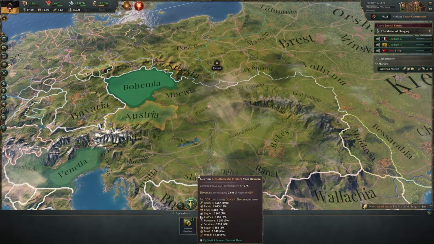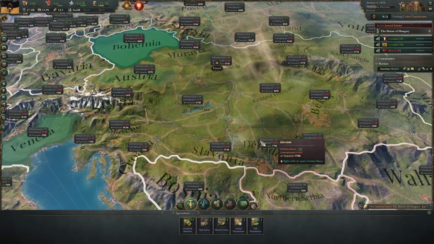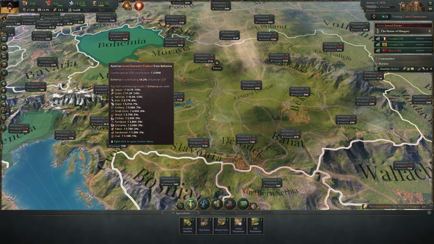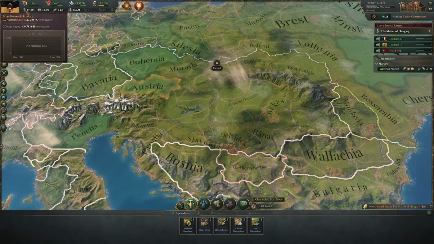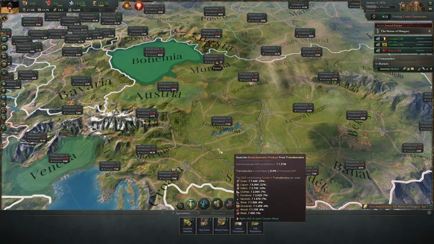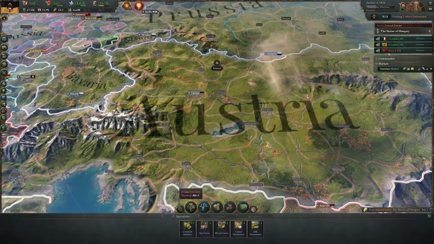I did forget to mention that the production lens, if you zoom in close enough, does give you your infrastructure abilities. But remember from the first tutorial that you could also just simply hover over your GDP to find that out as well. So that's an important thing to think about.